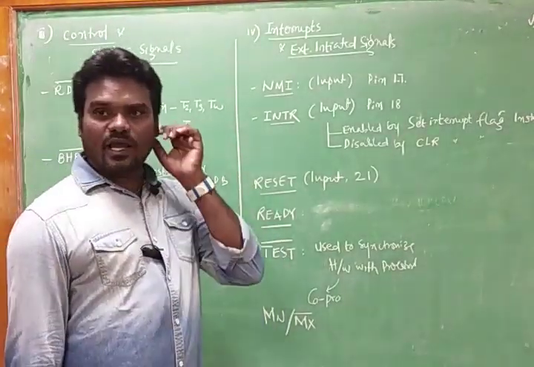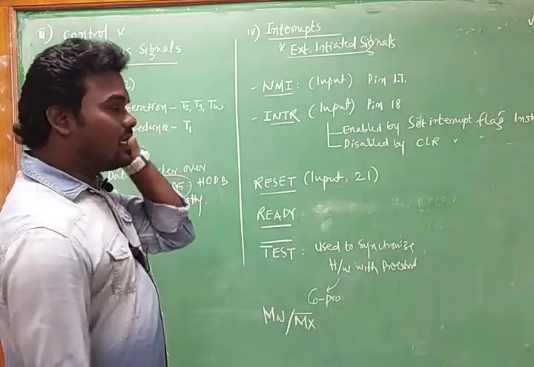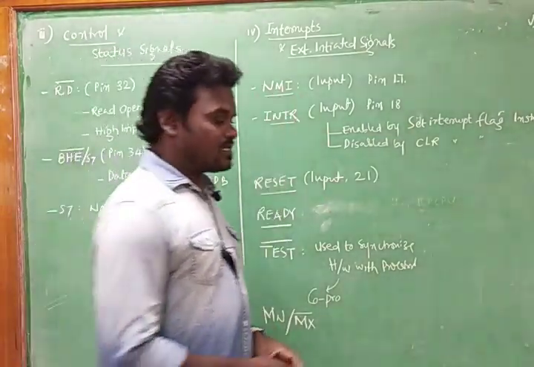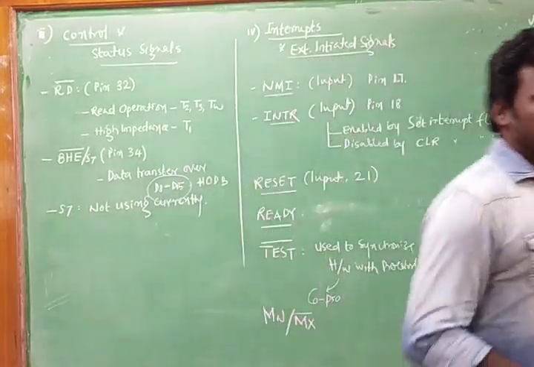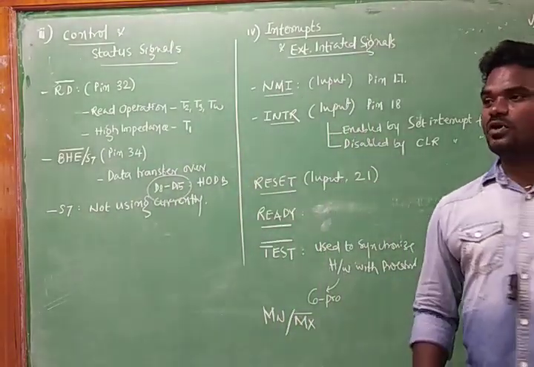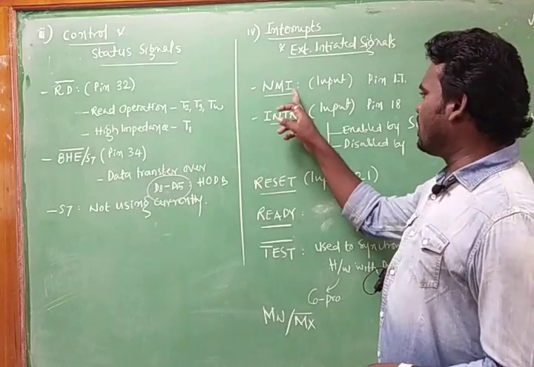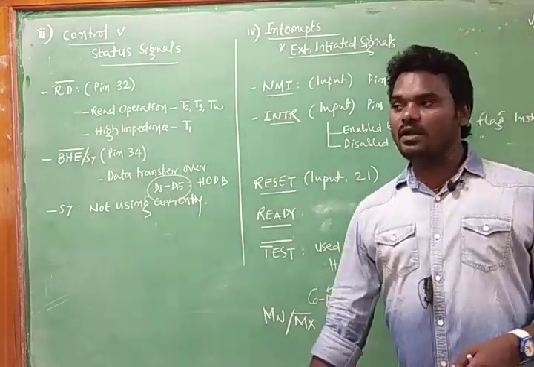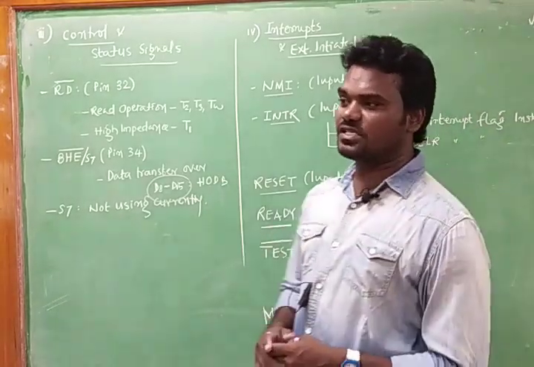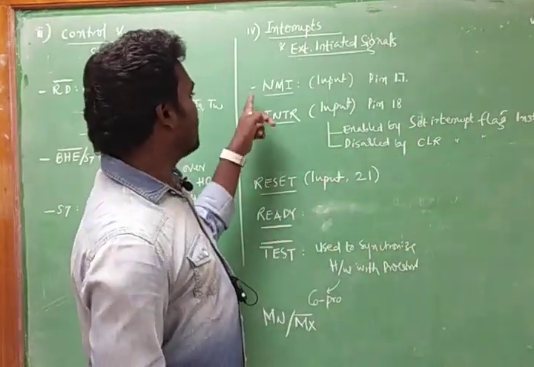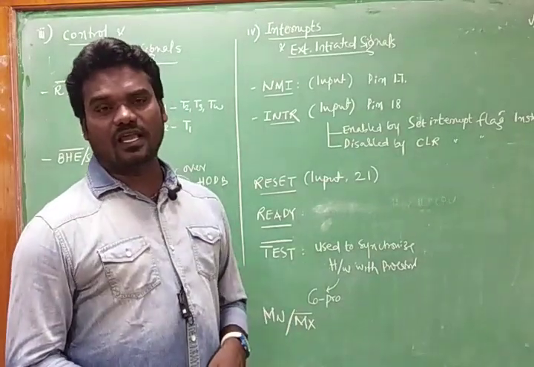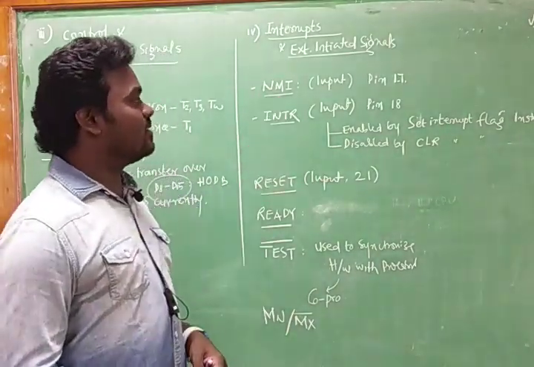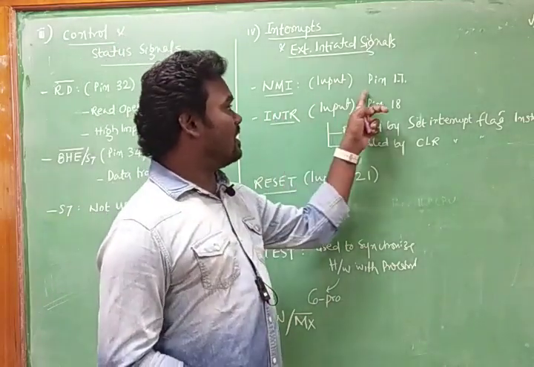In the 8086 microprocessor, we have two interrupts. The first one is named the non-maskable interrupt. For example, this is an input signal. Whenever the processor gets this signal through this pin, the complete processor is going to stop the processing and serve this interrupt signal first. After that, it resumes the previous function. This is the non-maskable interrupt, which is pin number 17.